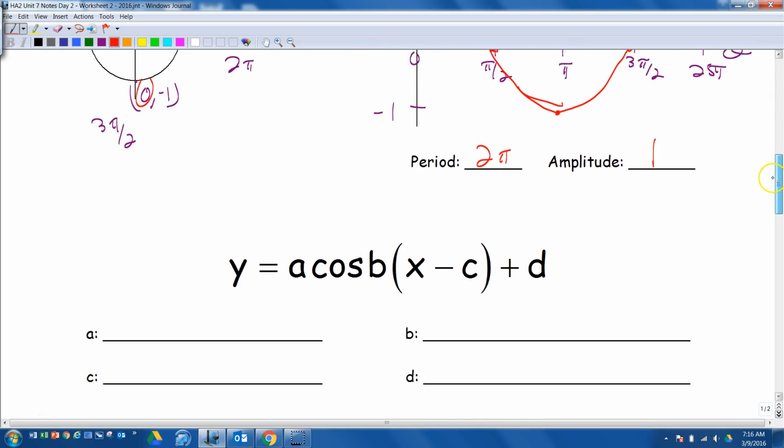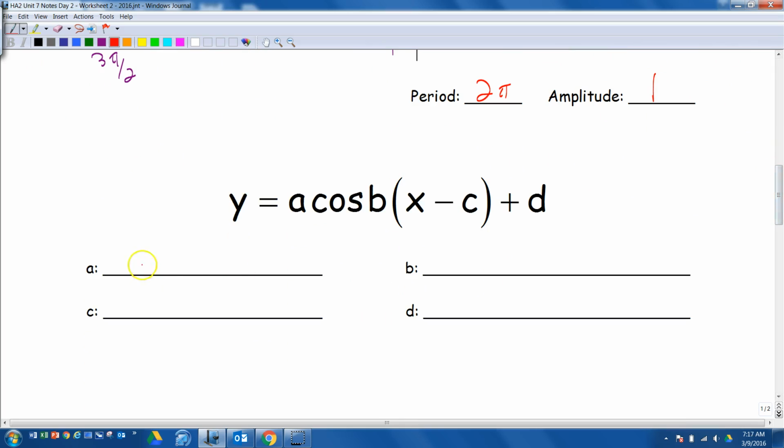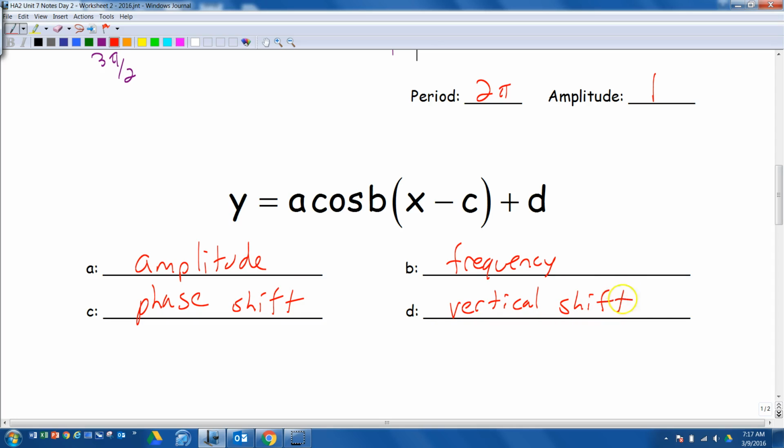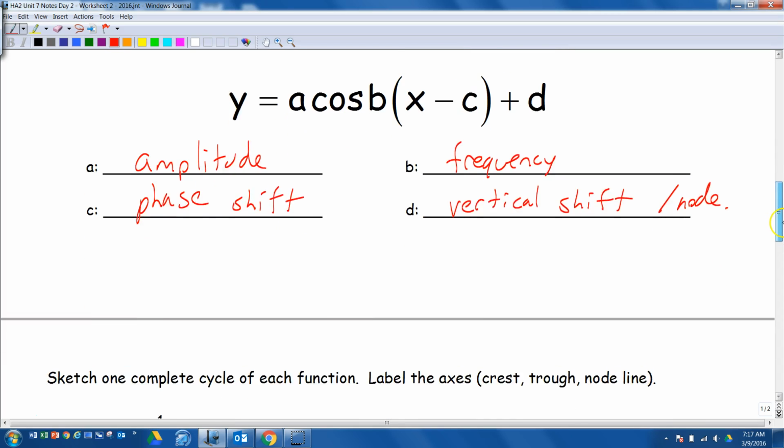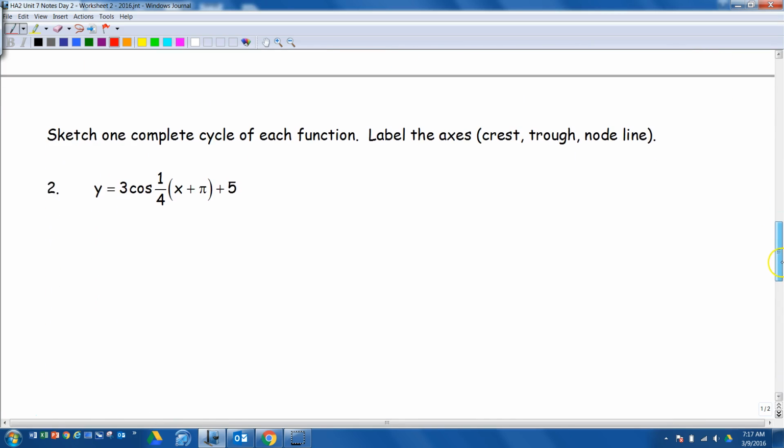Okay? Again, just like yesterday, everything is the exact same thing as it was before. So this is the amplitude. This is the frequency. C is the phase shift, which is our horizontal shift. And then this is the vertical shift, or the node. Okay, so pretty much everything we're going to do right now is the exact same as yesterday.